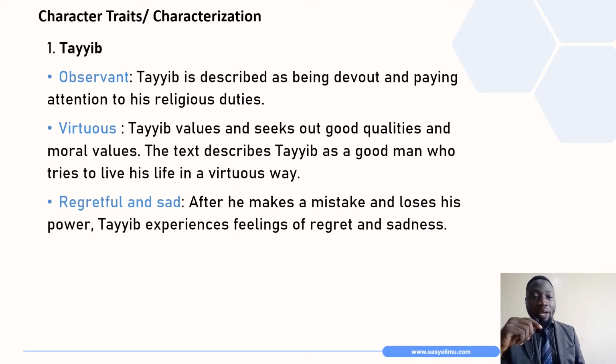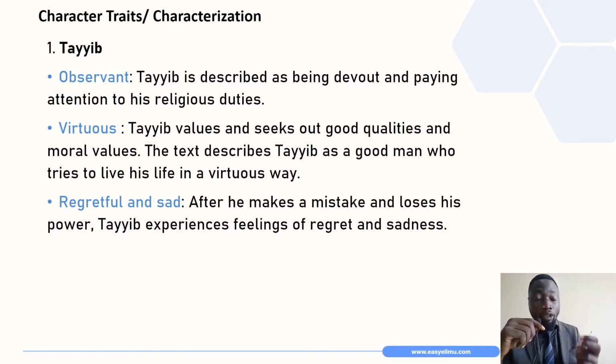Apart from being observant and religious, Taib al-Mahdi is also virtuous. In the story, we learn that Taib values and seeks out good qualities and moral values. The text also describes Taib as a good man who tries to live his life in a virtuous way.